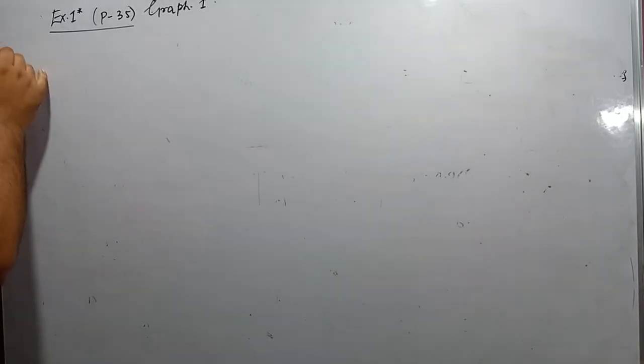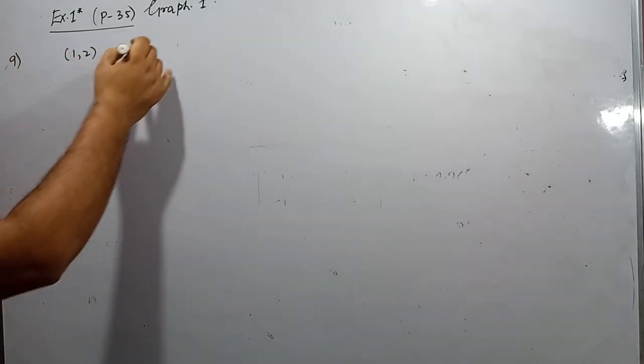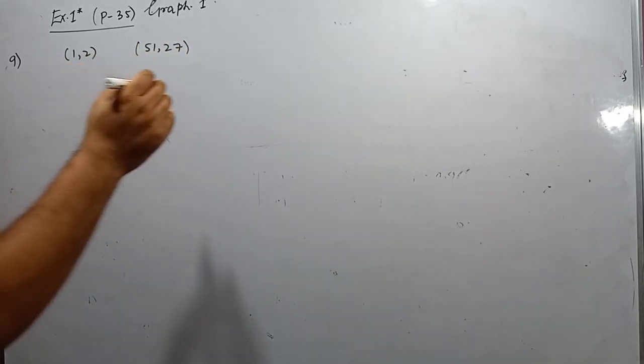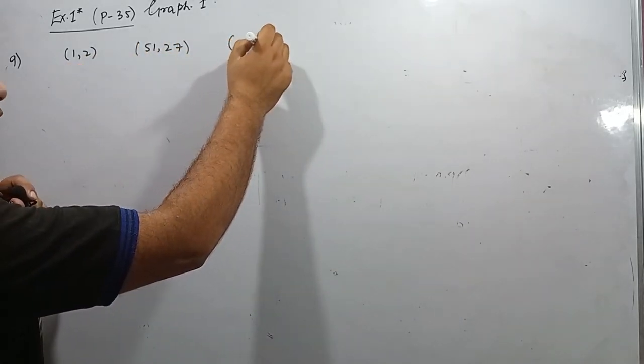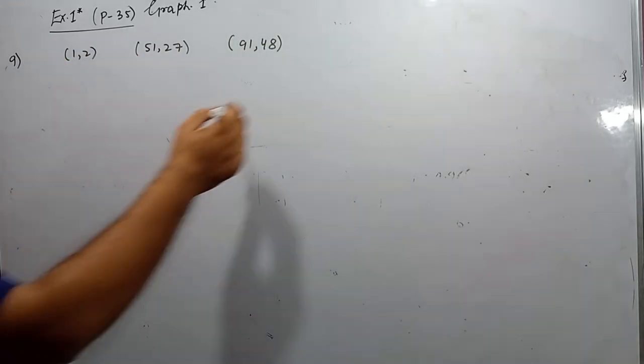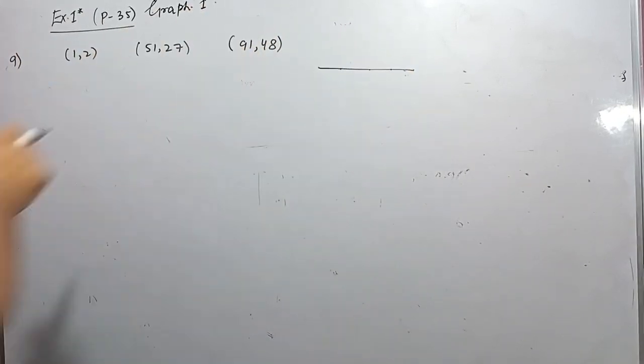Now question number 9, do the points (1, 2), (51, 27) and (91, 48) lie on a straight line? Give reasons for your answers. The first point is (1, 2). The second point is (51, 27). And the third point is (91, 48). We need to check whether these points lie on a straight line or not.